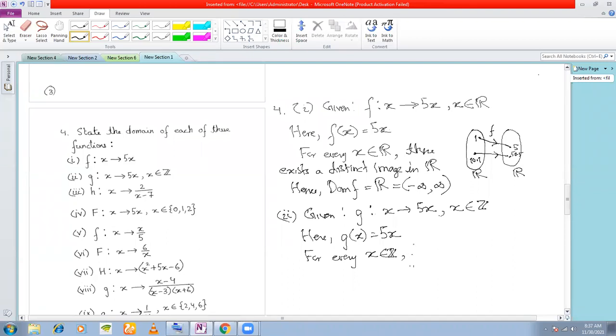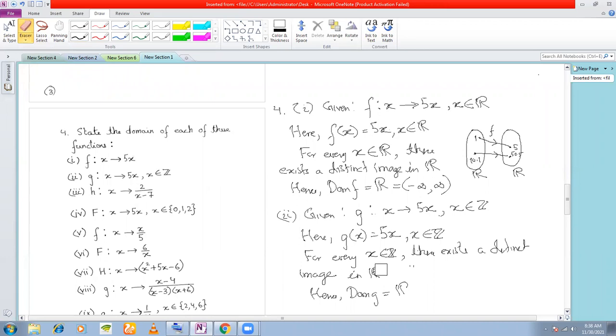Yes, sir. There exists a distinct image. Let's write here x belongs to Z, and here also you write x belongs to R. There exists a distinct image in R. Hence, the domain of g is again the set of integers only, not real numbers.